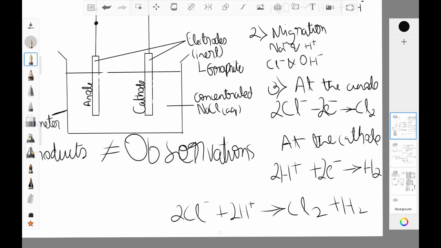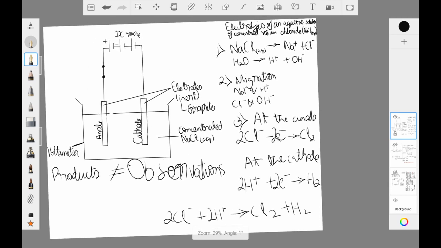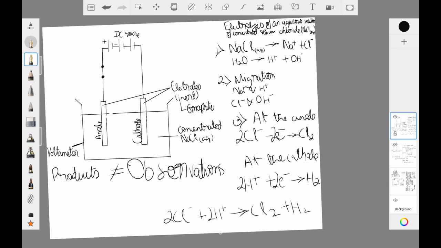Again, you don't know that it's chlorine just by looking at it. The only reason you know that the gas is chlorine is through working it out or by having some prior knowledge about the experiment. At the cathode, the observation would be bubbles of colorless gas. And that's it for this example.